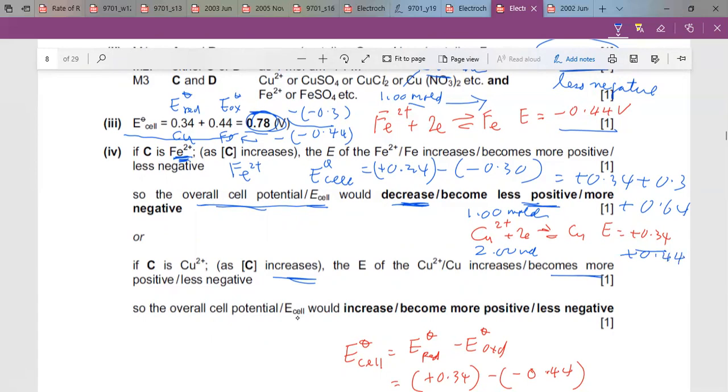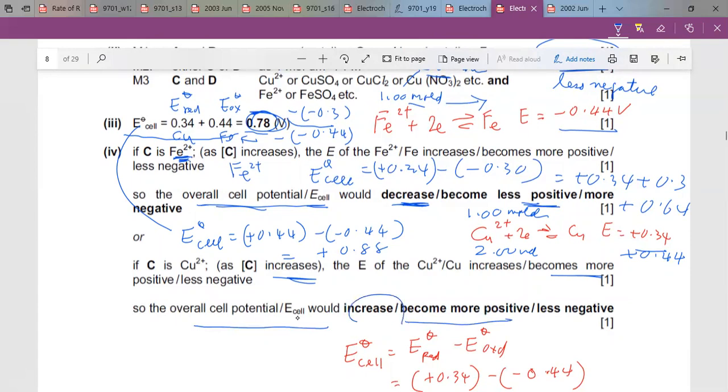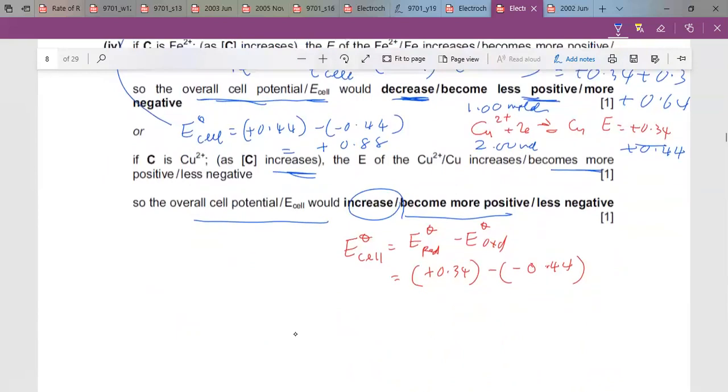And 0.44, which means here, this one becomes what? E cell. Here positive 0.44, and here is minus 0.44. It becomes what? Plus 0.0. The overall cell becomes more positive, or increases. You see how they argue it? So now this is how they do it.